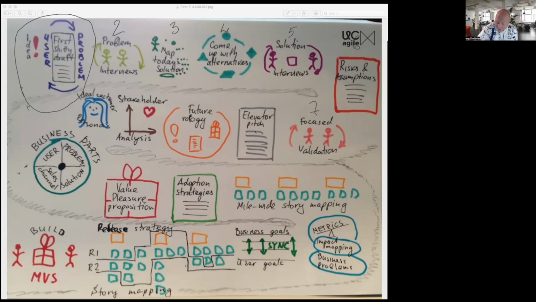So step number 8 is creating an elevator pitch. Essentially, we aggregate all previous steps into one sentence or a couple of paragraphs, which in 30 seconds explain the idea to a potential investor. So we do this here. We have an elevator pitch.